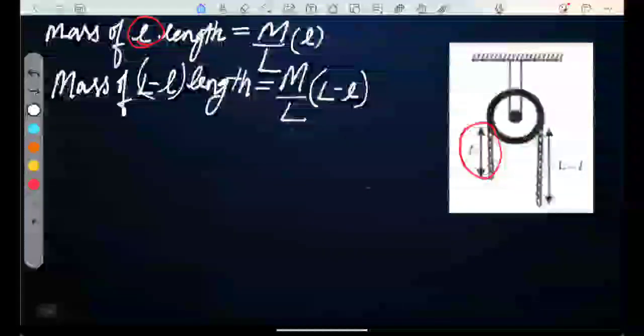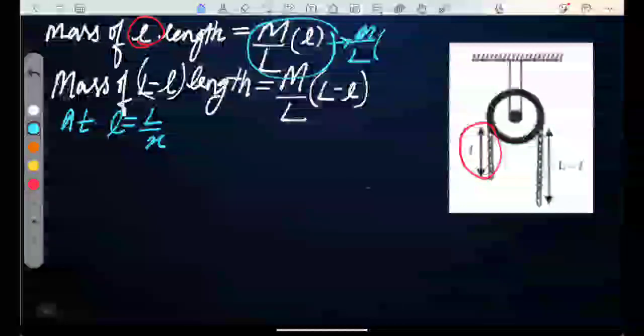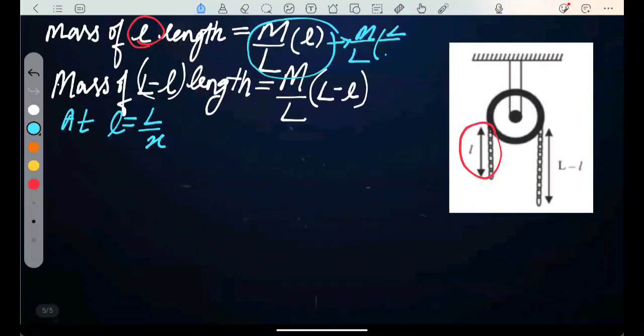Now I have to calculate the acceleration for this. Now I consider when small l becomes capital L by x. Then this will become M by L times, instead of small l I can write capital L by x, so this will come out to be capital M by x. So this is the mass of this portion of chain. Now I want to calculate the mass of the other portion of chain.